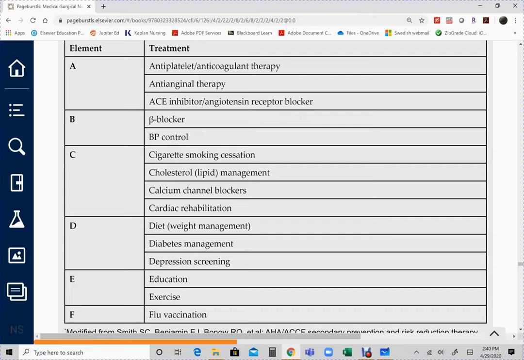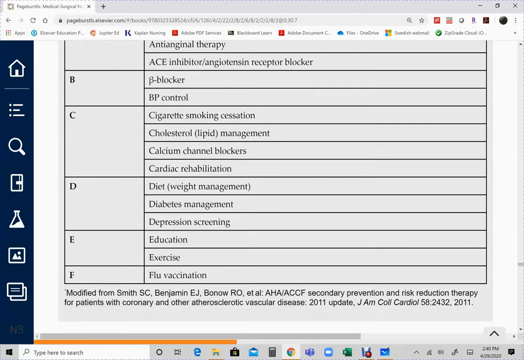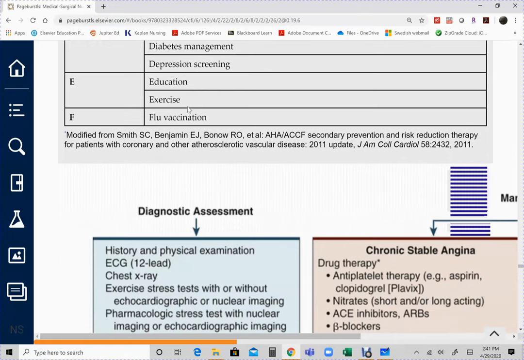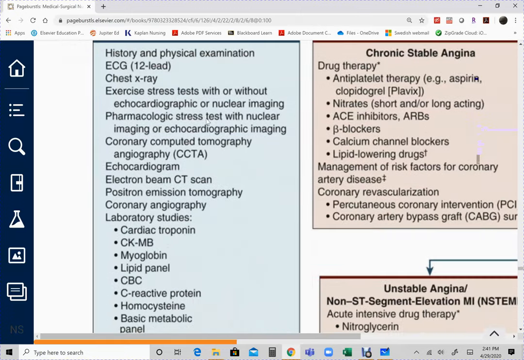B: beta blockers or blood pressure control. C: stop smoking, calcium channel blockers, cholesterol management. D: diet, diabetes, depression screening. E: education and exercise. F: flu vaccination. Flu vaccination, because of course if these patients get the flu, that will decrease oxygen supply, therefore will cause chest pain or ischemia.